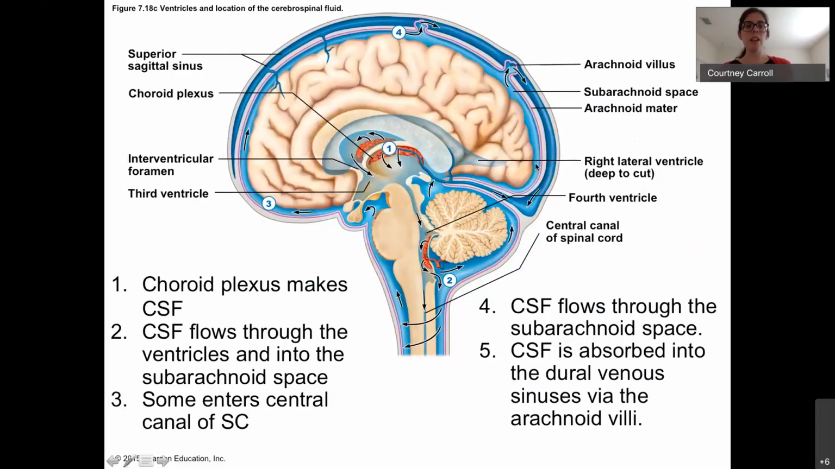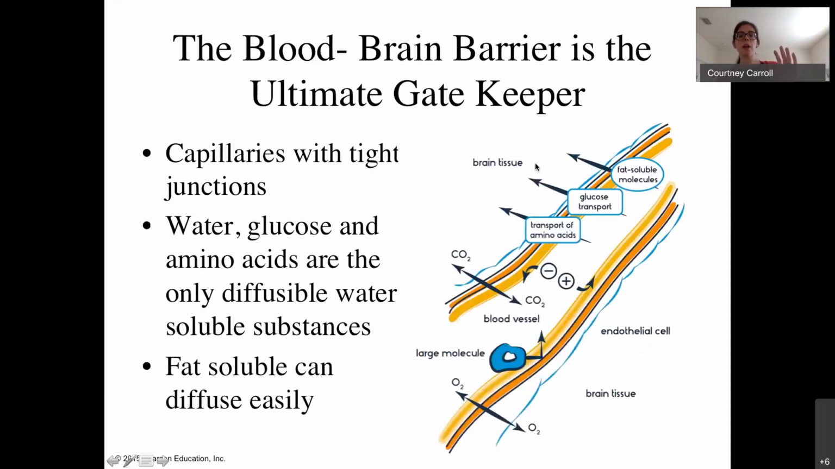Okay, so the blood-brain barrier, we talked about this before, but the blood-brain barrier is our last protective measure. It is the ultimate gatekeeper. So again, this is made from the barrier between our blood vessels and the astrocytes, those glia that help form the barrier between our brain and our body. And again, we have blood vessels, we have capillary cells, and they're connected with tight junctions. So that means that things are not going to flow through.